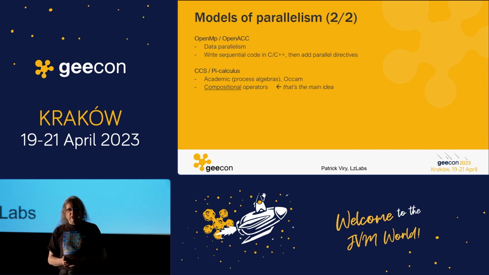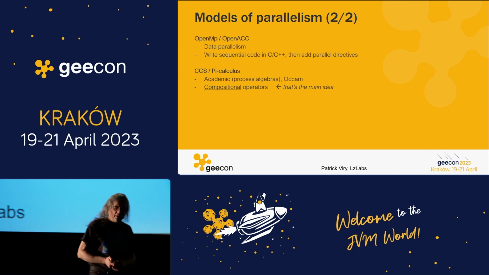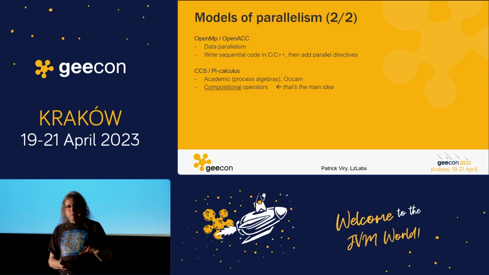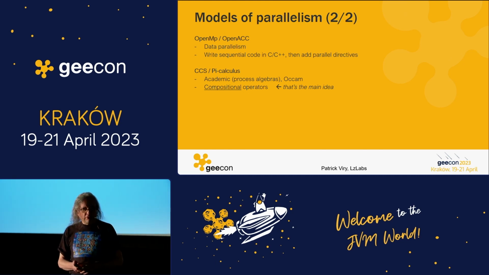The last model is more academic. It's called the process algebras. Two common examples are CCS and Pi Calculus. They are used by academics to write papers, but they have always been used in a programming language that probably nobody has heard about, which is called OCaml.